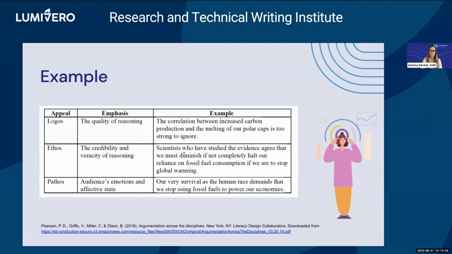And in that case, this reasoning seems to be of high quality. And then ethos: scientists who have studied the evidence agree that we must diminish, if not completely halt, our reliance on fossil fuel consumption if we are to stop global warming. And then to follow that up with the appeal to the emotions: our very survival as the human race demands that we stop using fossil fuels to power our economies.